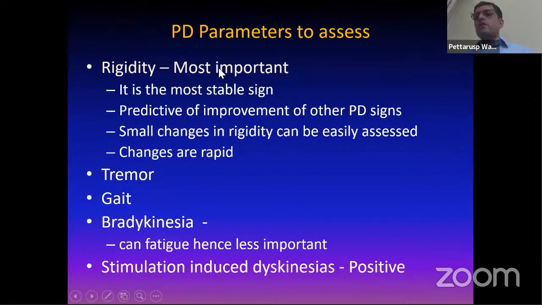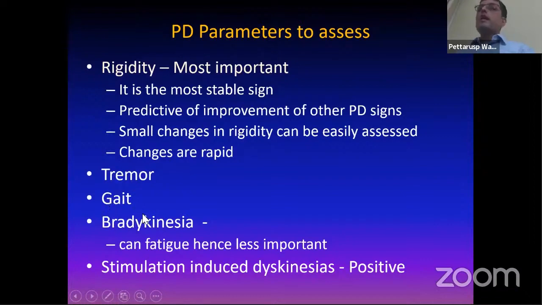As Dr. Rukmini mentioned earlier in her talk, rigidity is probably the most important feature and the most predictable feature in terms of improvement, because it doesn't change with fatigue of the patient, which will happen in case of bradykinesia. And you can even measure small changes in rigidity very easily when you're increasing stimulation, and the changes in rigidity are very rapid. Tremor is useful when it is present.